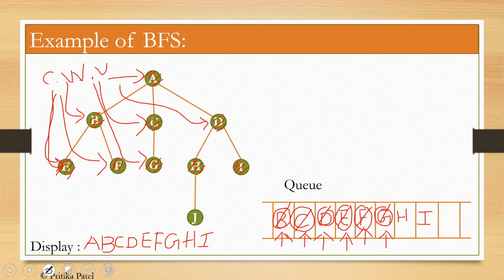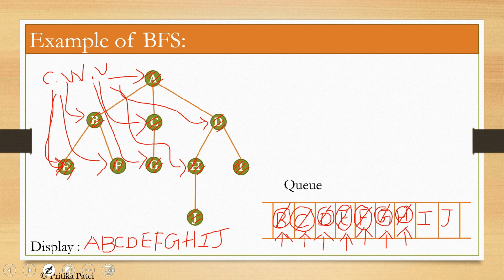Now check whether G has any adjacent unvisited vertex. No, there is no adjacent unvisited vertex, so again the else part is executed. Update the pointer to the first element of Q, that is H. So H becomes the currently working vertex and is removed from Q. Now check whether H has any adjacent unvisited vertex. Yes, that is J. So J is marked as visited, put into the queue and displayed.